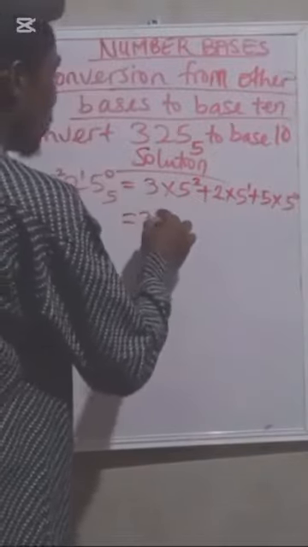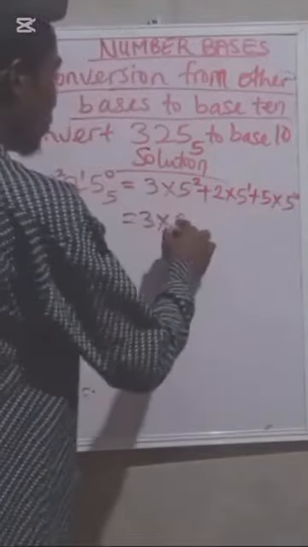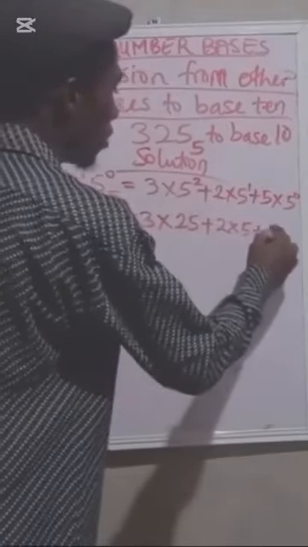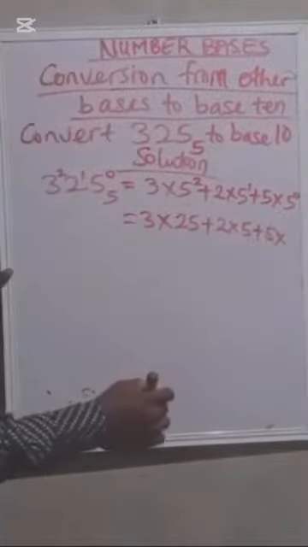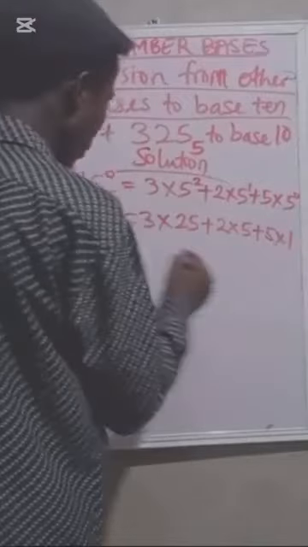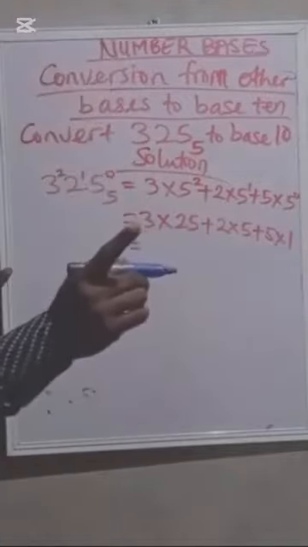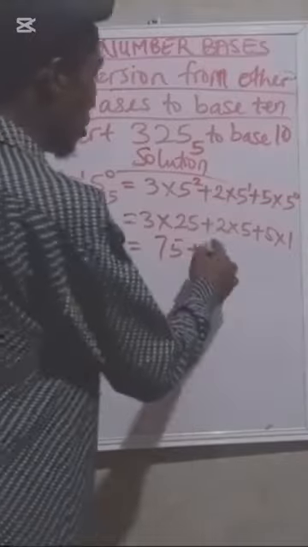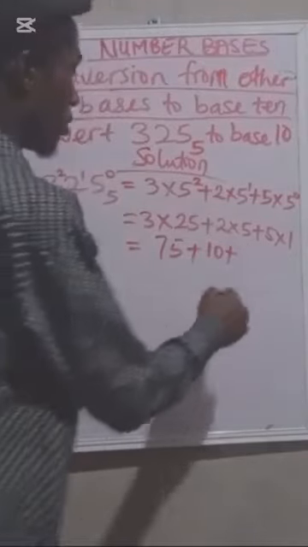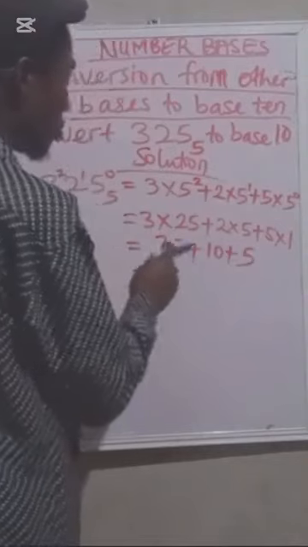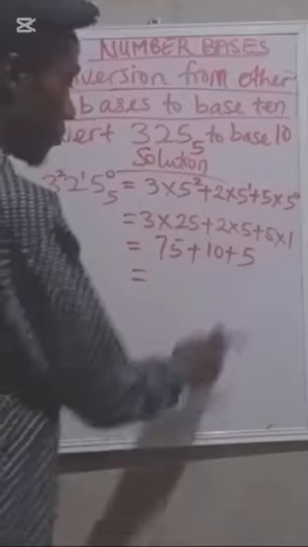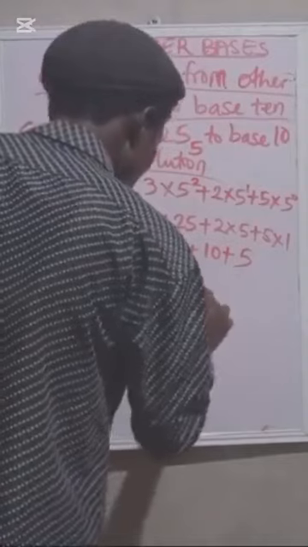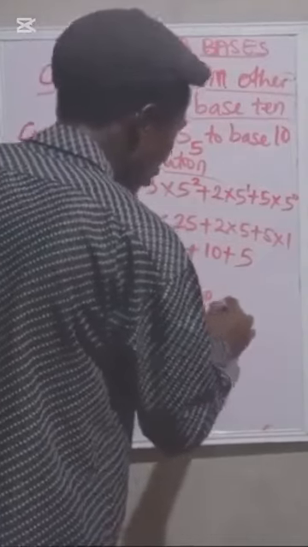That is 3 times 5 squared, which is going to give you what? 25. Plus 2 times 5 raised to power 1 is going to give us 5 plus, 5 times 5 raised to power 0 is going to give us 1. So this is going to be 3 times 25, which gives us 75, plus 2 times 5, which gives us 10, and 5 times 1 gives us 5. And this is going to result in 75 plus 10, 85, plus 5, 90. So that is going to give us 90 base 10. So this is your answer.